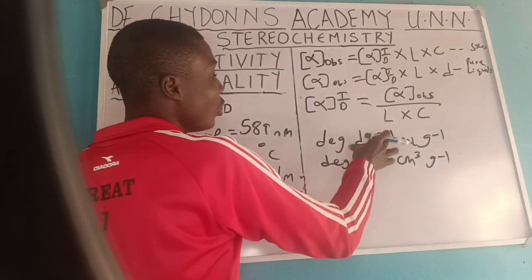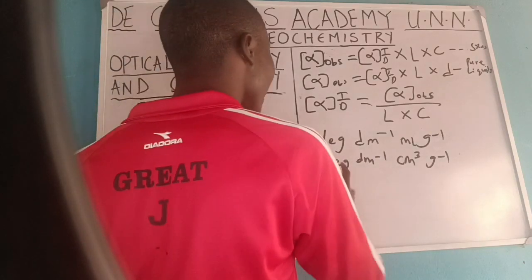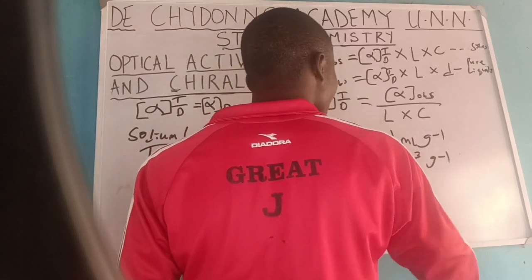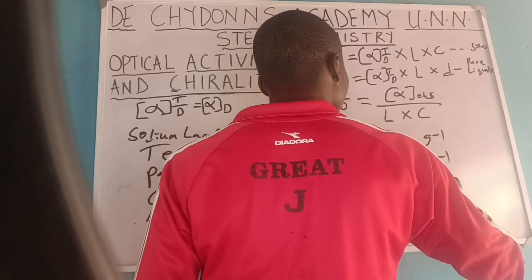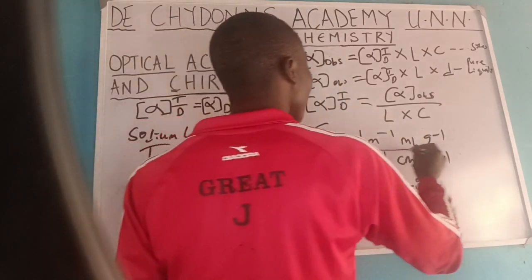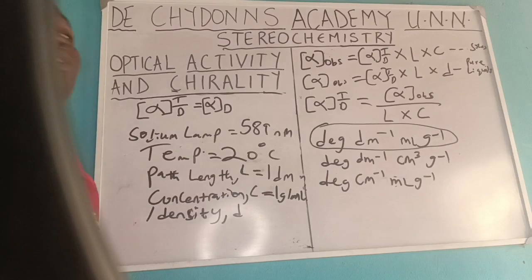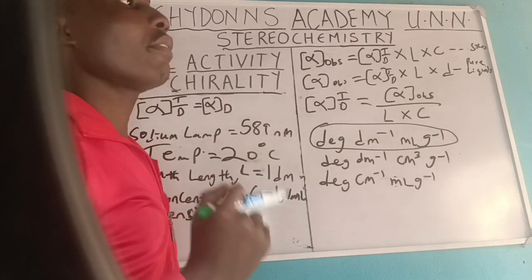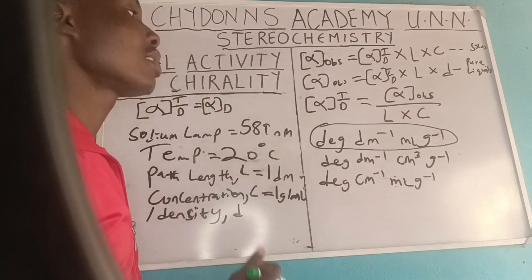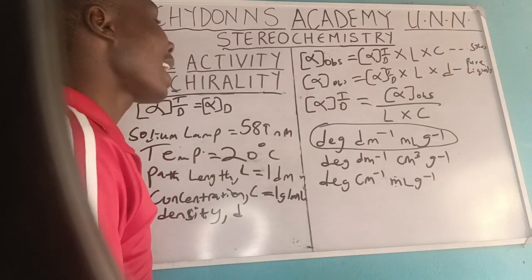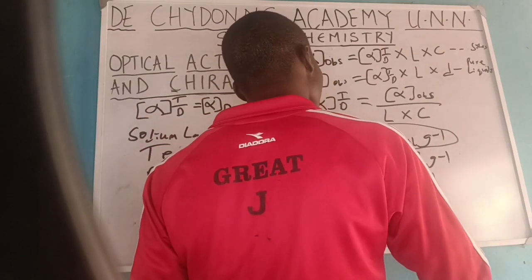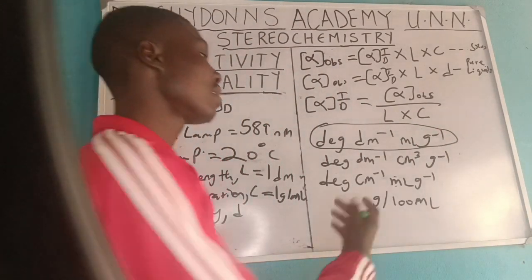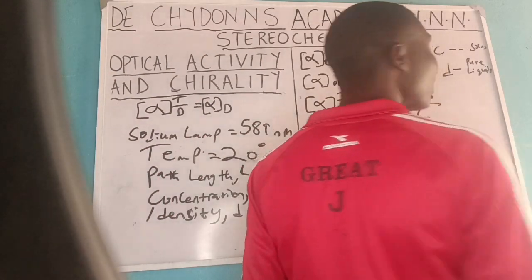Now, if you convert your dm to cm, you can also have degree, cm minus 1, you can use your cm cube, or you can use your mil, and then gram minus 1. This is the one we usually find being used commonly, but any one of them can be used as a unit for specific rotation. So that is that about specific rotation. Now, one very important thing you have to take note of here is that when concentration is usually given, sometimes they give concentration in gram per 100 mil. This refers to percentage weight per volume.